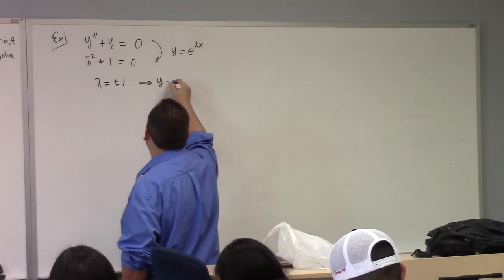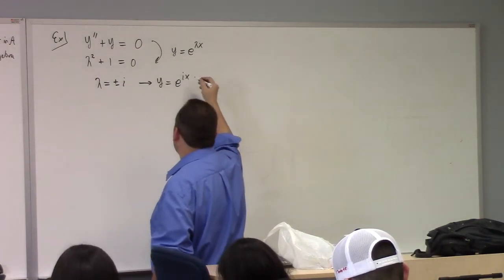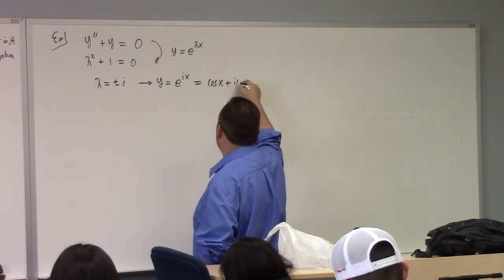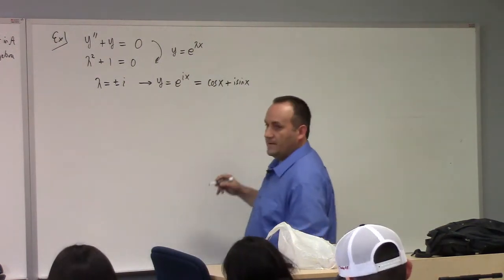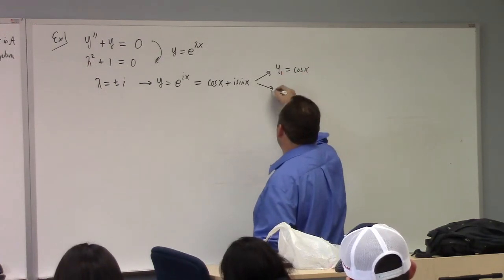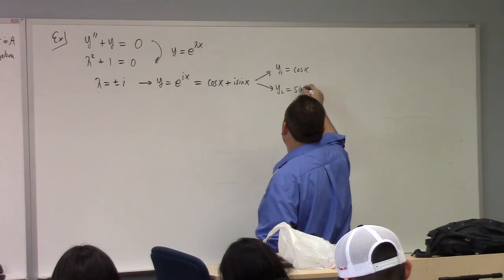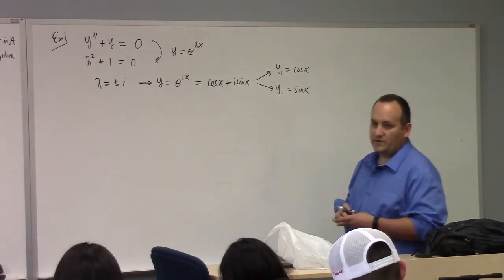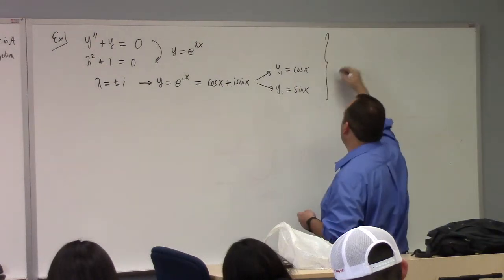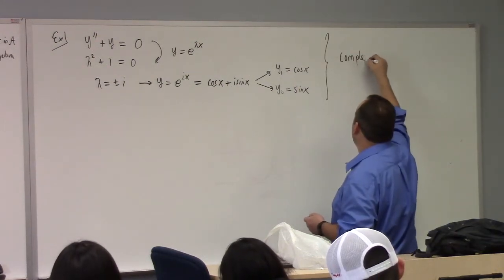And so y equals e to the ix is the solution, right? And e to the ix, we can work out, is cosine x plus i sine x, right? And so y1 equals cosine x and y2 equals sine x are separately real solutions. This technique is known as complexification.